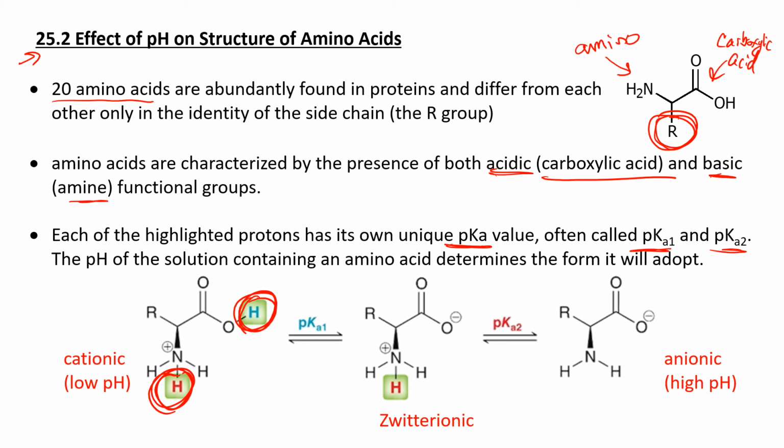So when I say what form it will adopt, I mean, will it take on the cationic form, in which both the carboxylic acid and the amine have a hydrogen and the amine gets a positive charge? Will it be the zwitterionic form, in which we have a negative charge on the carboxylate ion and a positive charge on the amine? Or will it be the anionic form, in which it's just a negative charge? Zwitterionic means that the compound has a plus and a minus charge.